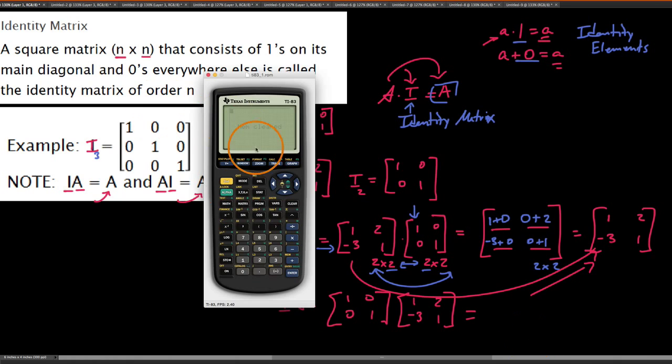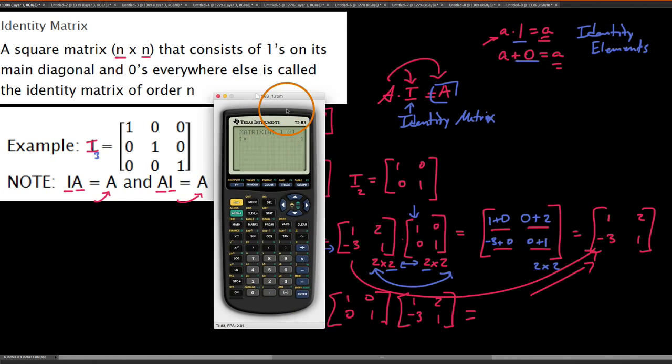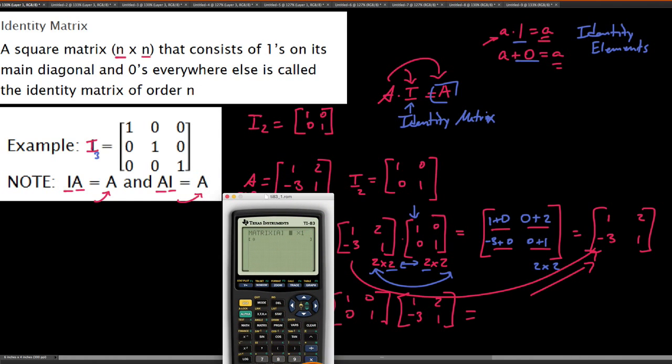So when I said this plays in well with what we need to do, let me change my contrast here on my calculator. We're going to go into our matrix menu. I want to show you really quickly how you would pull out an identity on your TI calculator. The first thing I'm going to do is edit matrix A, and I'm going to type in this matrix, 1, 2, negative 3, 1. So this is a 2 by 2, and we have 1, 2, negative 3, and 1.